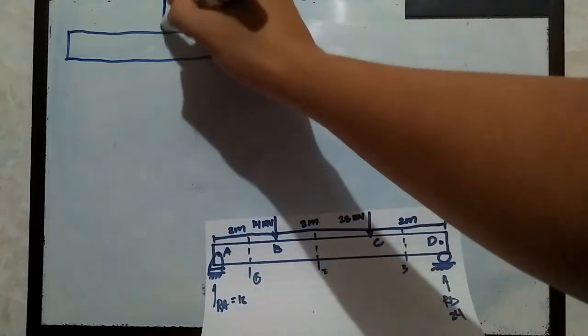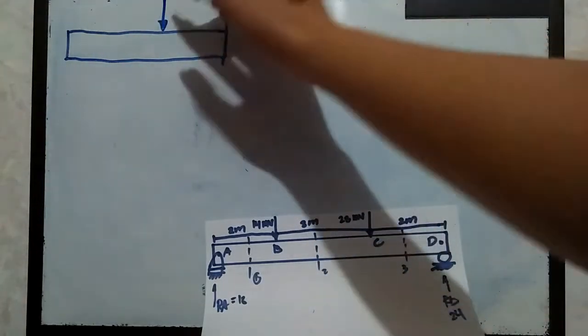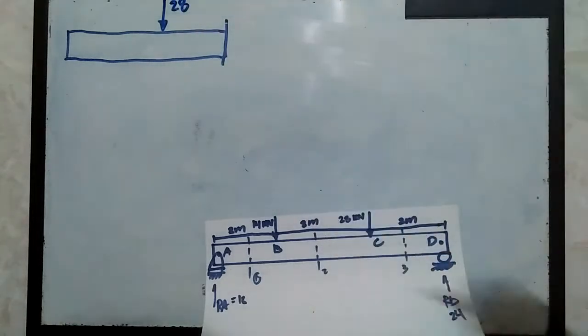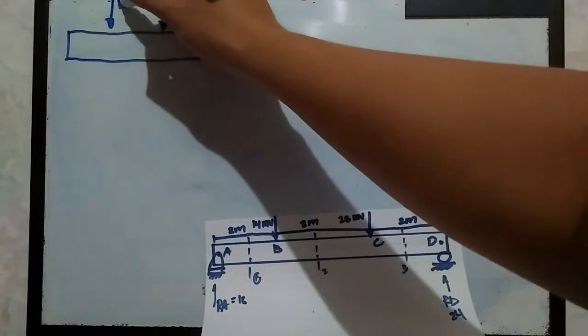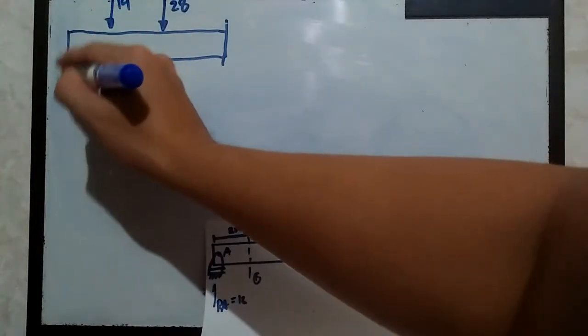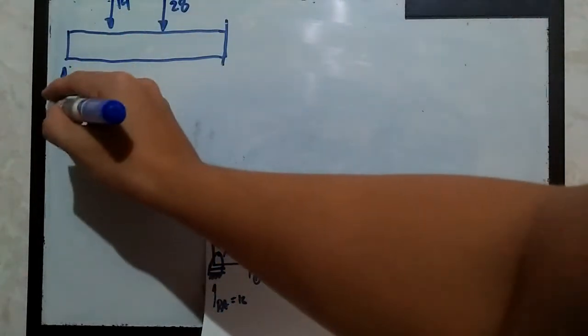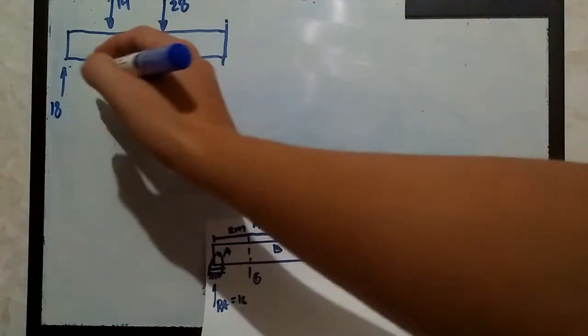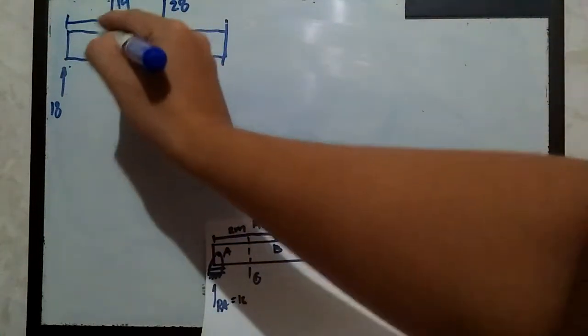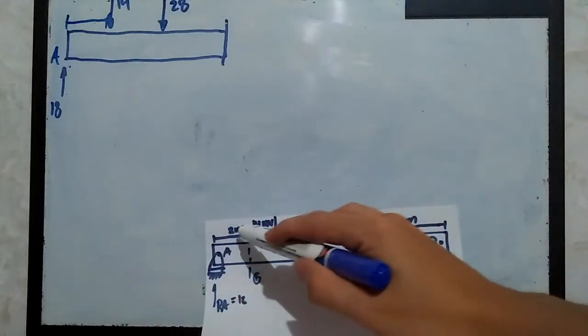Here we have 28 kilonewtons. I'm just going to retain the unit. And we have 14 kilonewtons, of course. And for this point, we have 18 kilonewtons, indicating the transverse loads.